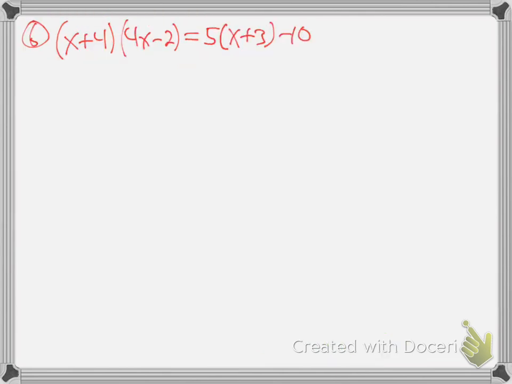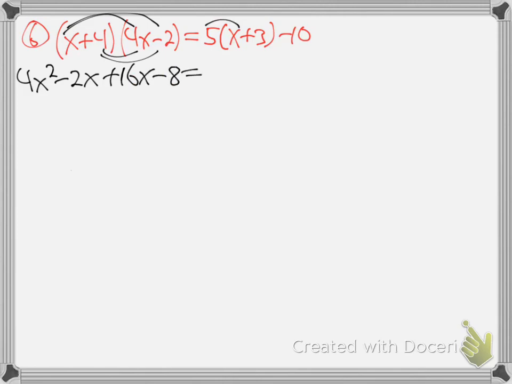Okay, so here we go. What are we going to do on this one? Well, first off, we just got to begin by foiling out the left side. That'd be 4x squared minus 2x plus 16x minus 8. The other side, same thing. Multiply 5x plus 15 minus 10.